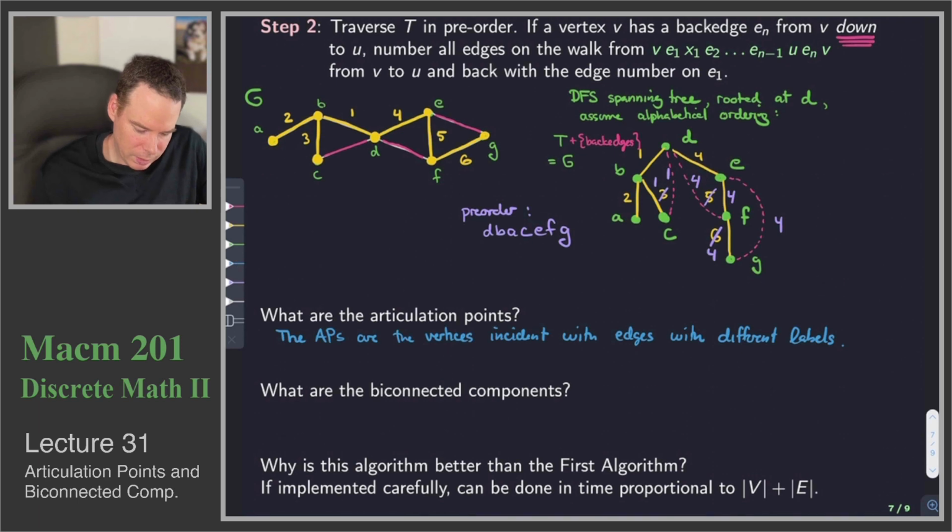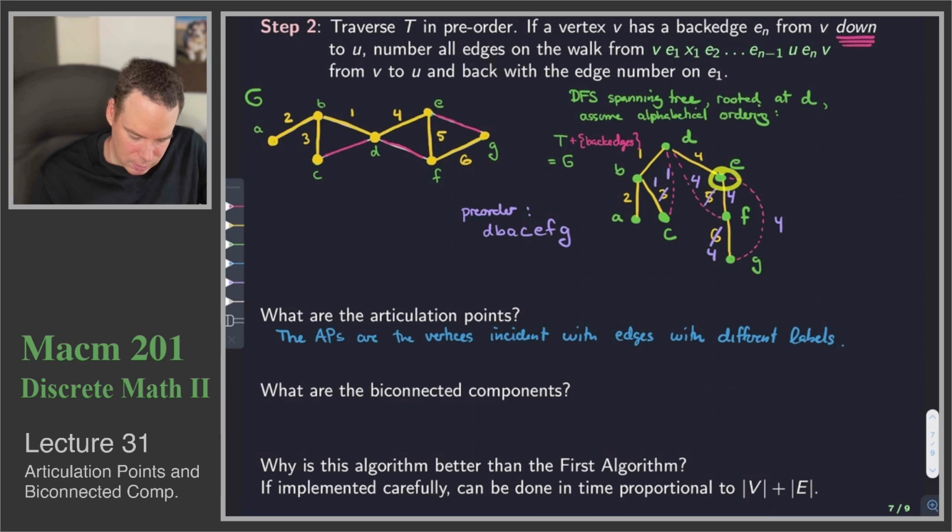So if I look through my graph, D is a vertex that's incident with edges that have different labels. There's a 1 and a 4 on edges going into D. B is a vertex because there's an edge of label 1 and an edge of label 2. A is not, C is not. The only edges coming into A are all labeled the same. The only ones for C are labeled the same.